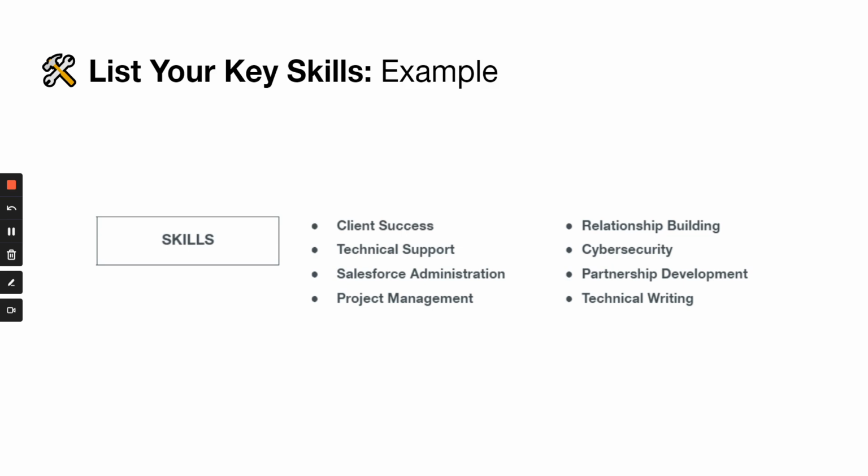For example, this was a resume that we were creating for a customer success manager role. You can see some of the first skills we identified are customer success, technical support, sales administration, project management, relationship building, partnership development, technical writing, and cybersecurity. These are some of the skills that he already had, and that I also saw when I was going through job descriptions that were relevant, right? These skills kept coming up.